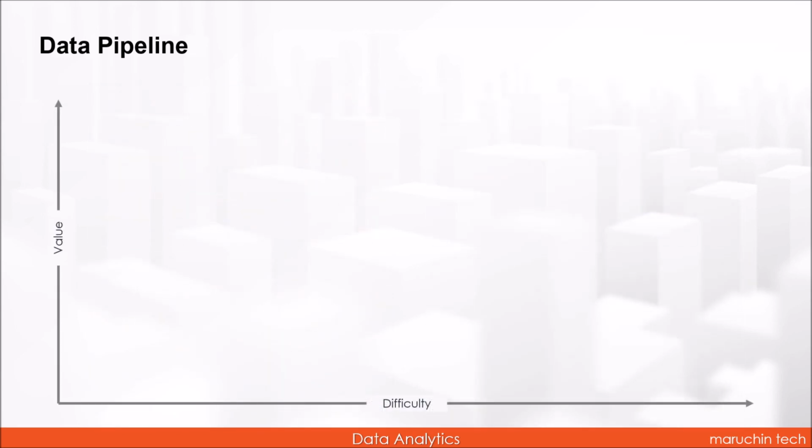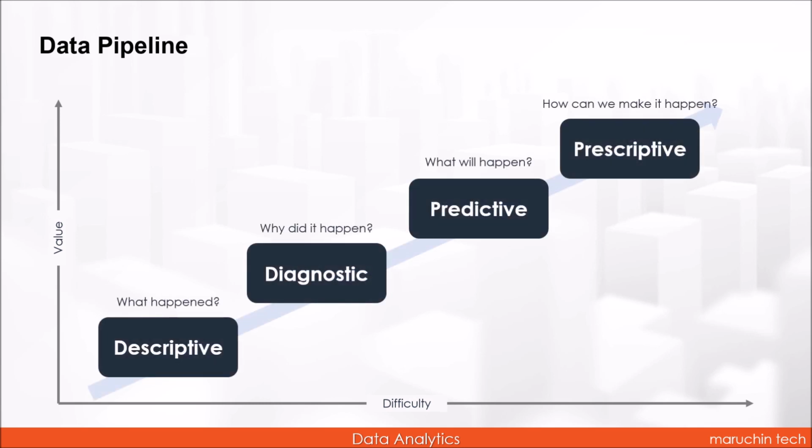And here, I'm going to introduce Gartner's 4-step model of data analysis. Gartner is an American research company, and this model shows how companies use data to gain insight. There are 4 stages: descriptive, diagnostic, predictive, and prescriptive analysis.